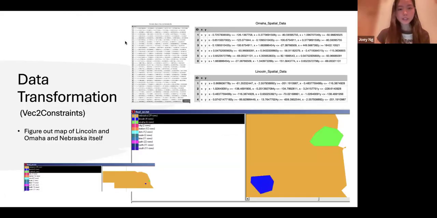Now I'll explain the data transformation process that we follow in our project. We use the vec2 constraint to transfer our coordinates to the constraint database. And these are the maps of Lincoln, Omaha, and Nebraska. As you can see here, the orange is the Nebraska map, and then we have Lincoln in blue and Omaha in green.